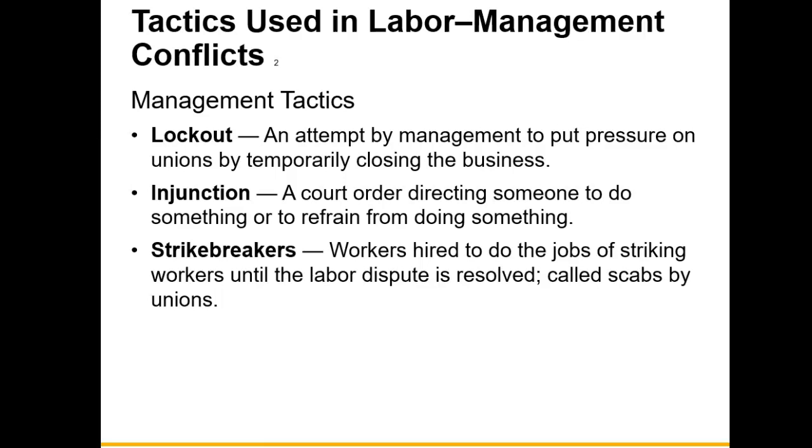Other tactics include a lockout. This is an attempt by management to put pressure on unions by temporarily closing the business. An injunction is a court order directing someone to do something or to refrain from doing something. So when there's an injunction, it means that either one or both sides have gone to court. Now you have a judge involved, and you have a court order giving some type of order to either management or labor.